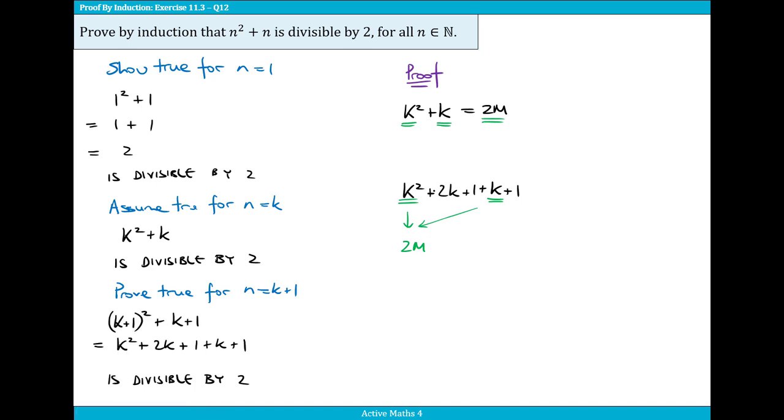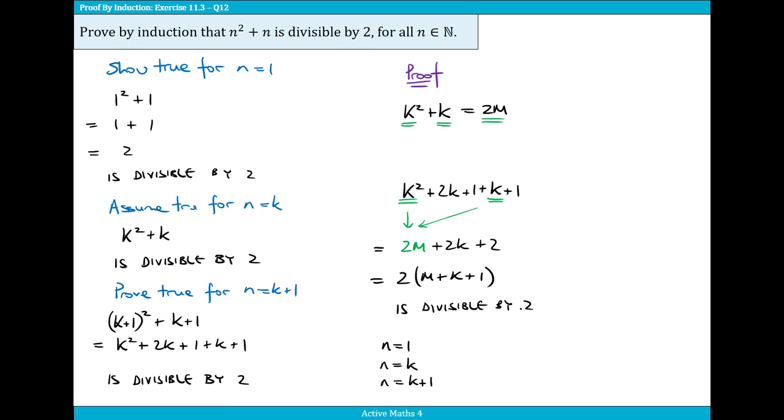Now what else have I got in the question? Well, I have plus this 2k, and I have plus 1 plus 1, which is plus 2. I'm trying to prove that this is divisible by 2. Here we have 2m plus 2k plus 2. 2 is a common factor there, so it's 2 times m plus k plus 1. So clearly this is divisible by 2. And then we finish off with our statement that we've shown it's true for n equals 1. If it's true for n equals k, then it is true for n equals k plus 1, and therefore true for all natural numbers.